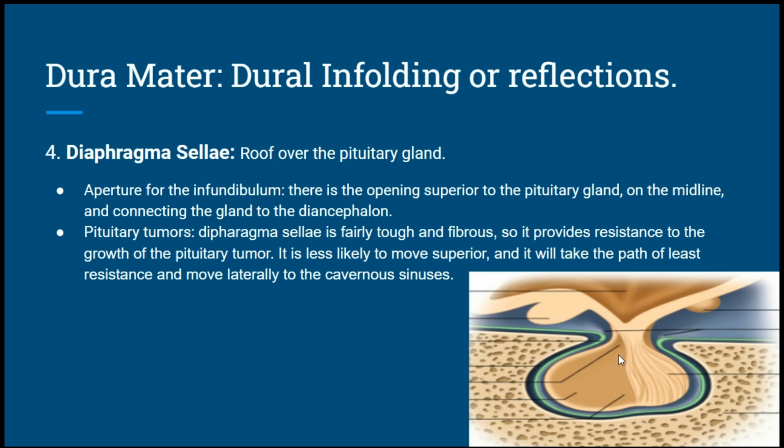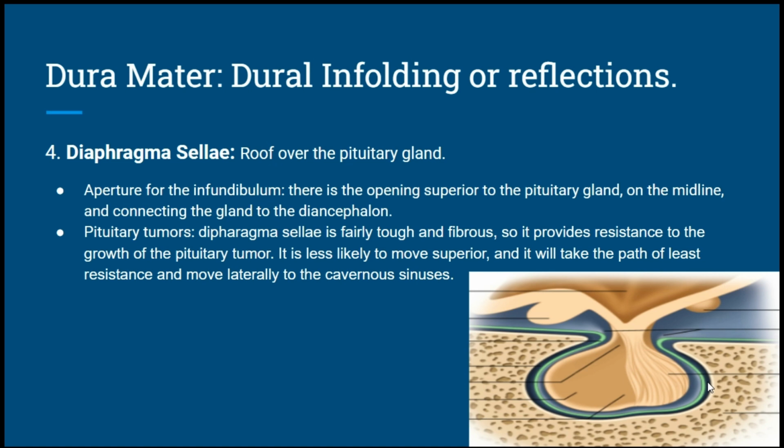So if there's any tumor that is growing on the pituitary gland, it can, but it's going to be very tough for it to actually grow superiorly because of this tough fibrous infolding. However, the pituitary gland tumor is going to be growing on the lateral side of this cavernous sinus. So another clinical significance of the pituitary tumor that you can remember is that it can actually compress the optic nerve, causing hemianopia for the patient.